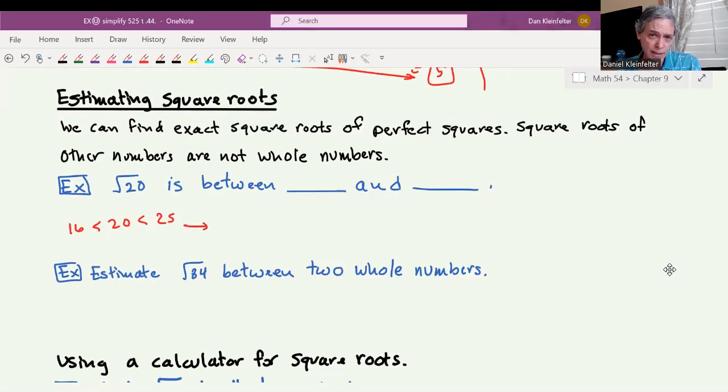There's a little detail that makes this true about the square root relationship that we won't go into. But for now, you can just know that if 20 is between two perfect squares, then it must be true that the square root of 16, which is 4, has to be smaller than the square root of 20, smaller than the square root of 25, which is 5. So the square root of 20 is between 4 and 5.